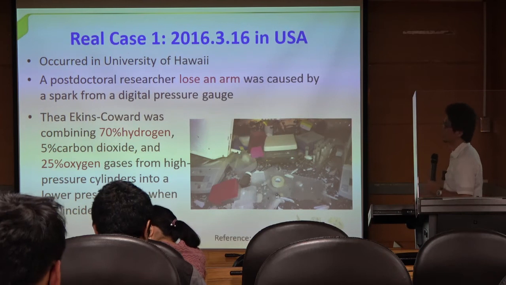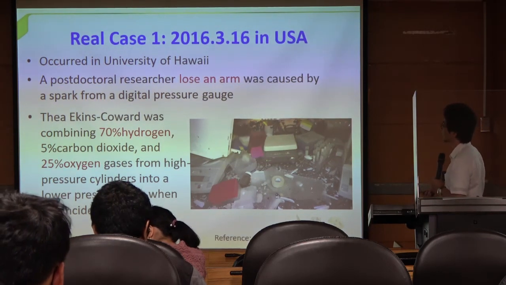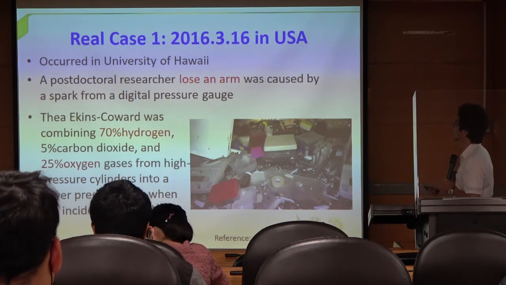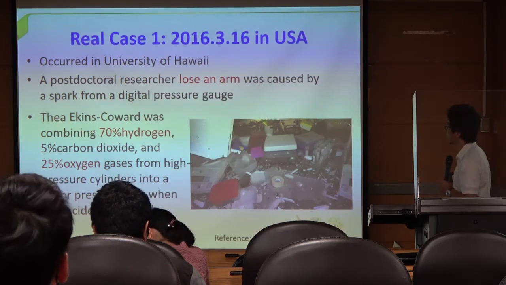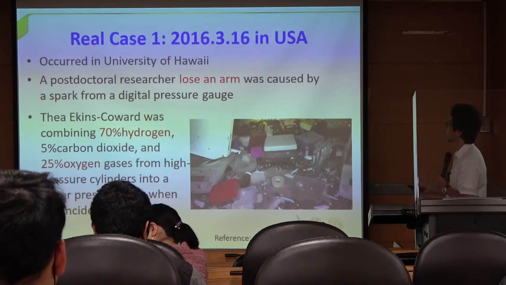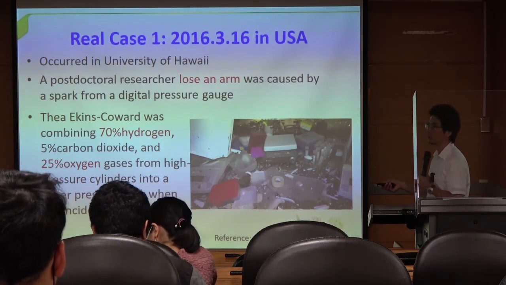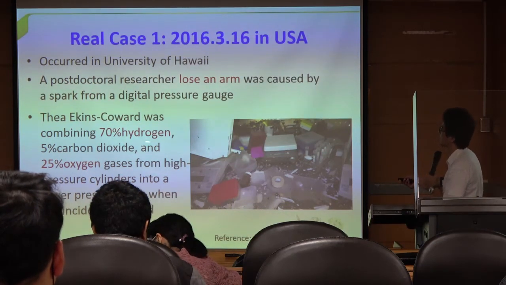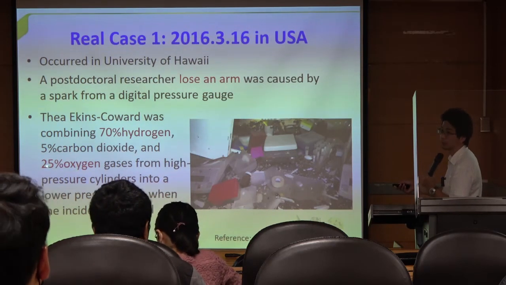This one is very serious, in the USA in 2016 at the University of Hawaii. The postdoctoral researcher lost an arm, caused by a spark from a digital pressure gauge. The experiment she was doing is very horrible, I think. She was mixing 70% hydrogen with 25% oxygen.